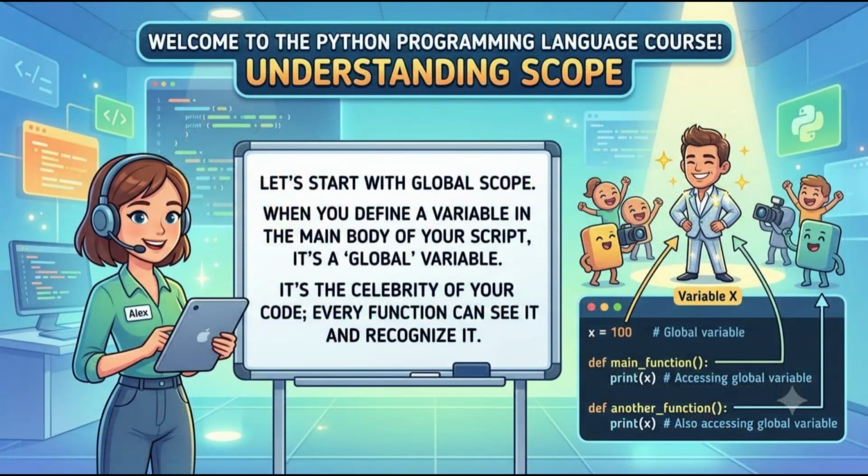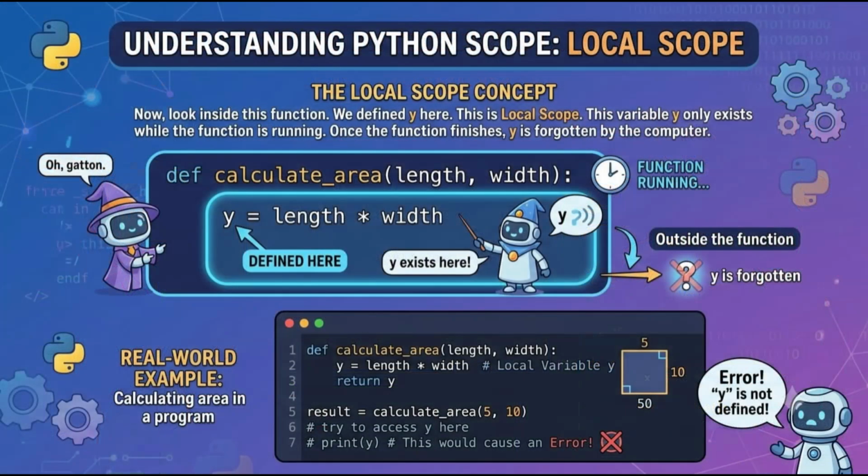Let's start with global scope. When you define a variable in the main body of your script, it's a global variable. It's the celebrity of your code, every function can see it and recognize it. Now, look inside this function. We defined y here. This is local scope. This variable y only exists while the function is running. Once the function finishes, y is forgotten by the computer.